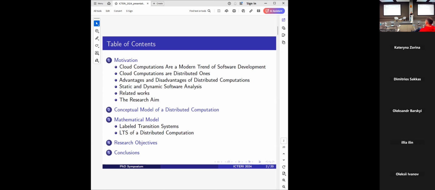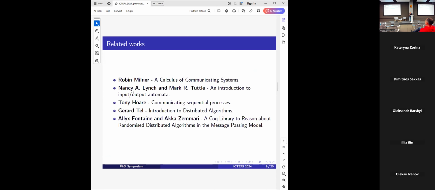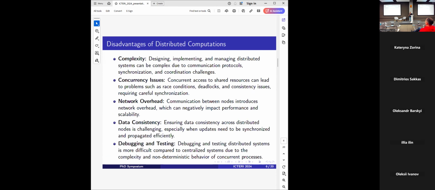I'll present a model that describes how distributed computations are structured and how the various components interact within this model. Then the mathematical model section, where I will introduce labeled transition systems, or LTS, which serve as a mathematical foundation of our analysis. We'll look at how LTS applies specifically to distributed computations. After that, we will discuss the research objectives, and the presentation will end with conclusions. Next slide.